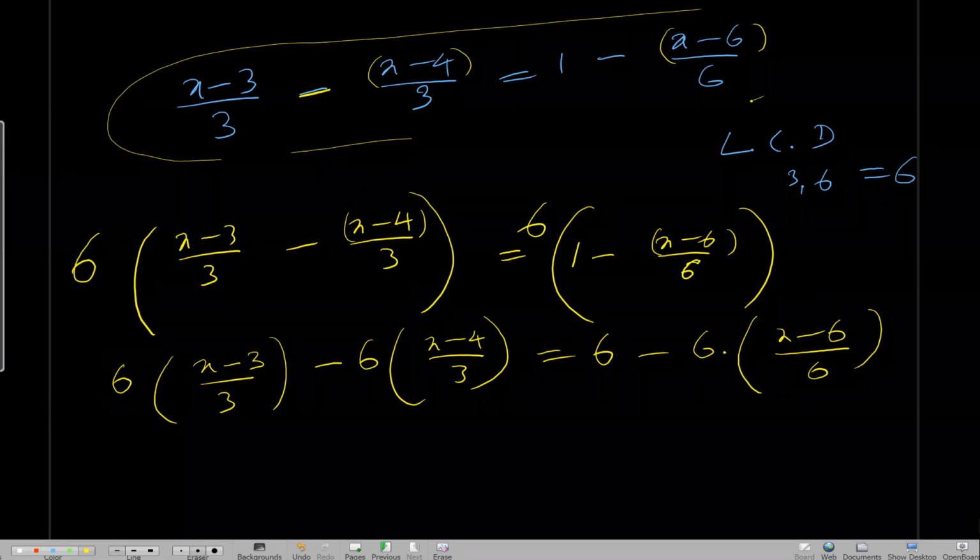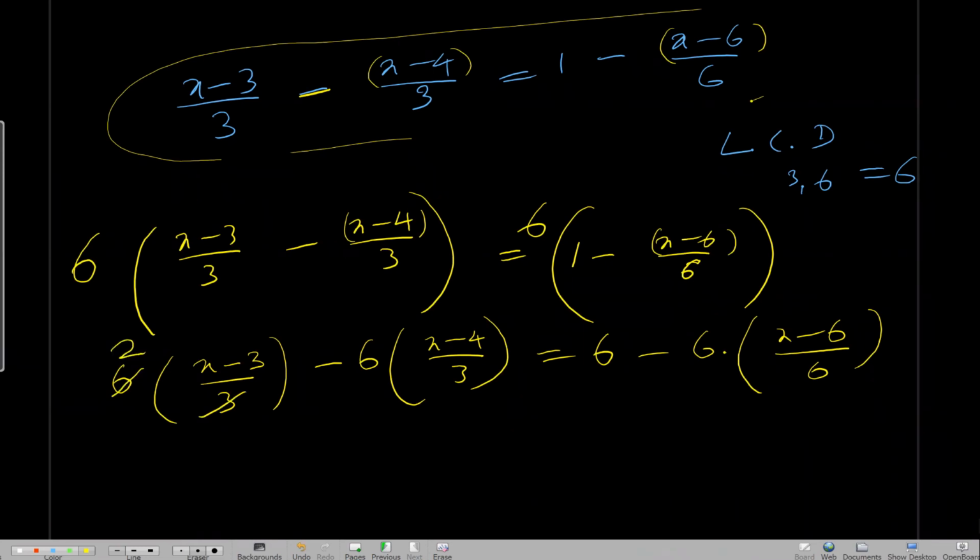Now, term by term. So 3 times 2, so 2, let's distribute this. 2x minus 6. And then 3 times again 2. You have to be careful here. Minus 2 into x, minus 2x. Minus 2 into minus 4, plus 8. 6 minus 6 will cancel, and that means you have 1 here. When I divide 6 by 6, that's just 1. So minus 1 into x, minus 1 into minus 6, plus 6.